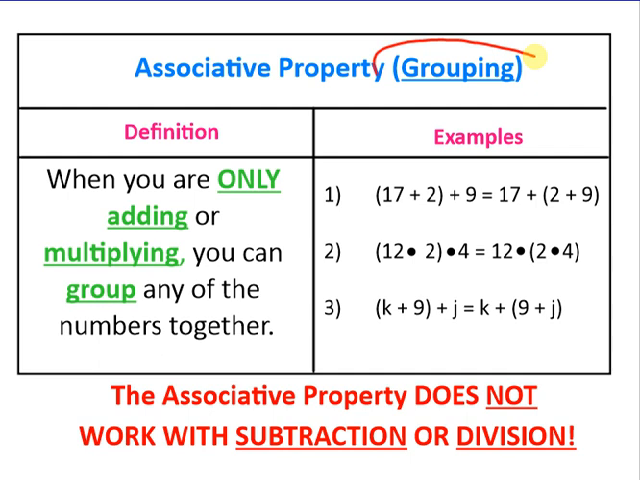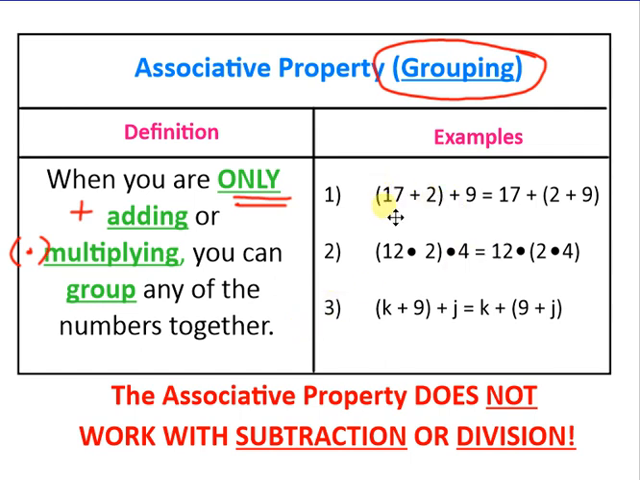We like to think about this as the grouping property. We think about this as keeping people together in groups. You see this property used a lot with parentheses. The definition of the associative property is, first of all, you can only use it when you're adding or when you are multiplying. And it means that you can group any of the numbers together.